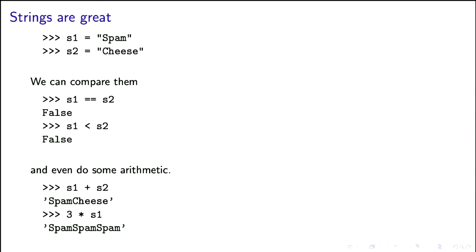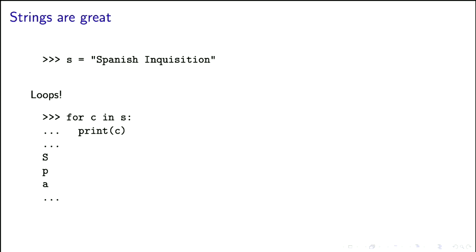And it doesn't stop there. We can do things like add two strings together. We decided that there's a sensible interpretation of what addition means for strings, and it's concatenation. Since we can add, it makes sense that we can multiply, at least by an integer, and sure enough, we can do that too. We can do more with strings. Since a string is a collection of individual elements, of characters, we can iterate over that collection and obtain the characters in the string one at a time using a construct like a for loop.